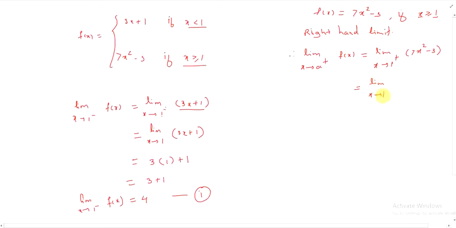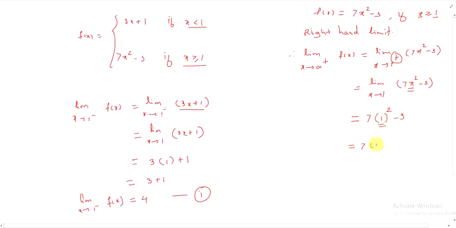Now there is no need to write this plus sign again and again. It is only for mentioning that the limit is a right hand limit. When that is clear, it is not necessary to write it again and again. We can simply write the limit as x tends to 1 of 7x² - 3. Again it is a quadratic function, it has no denominator, therefore we can directly apply the limit by substituting the value of x. Take this into account.